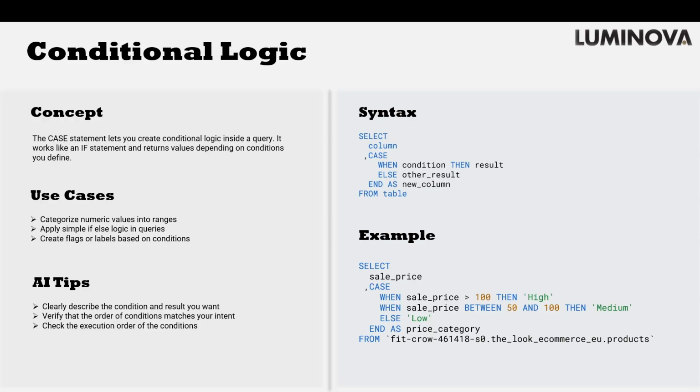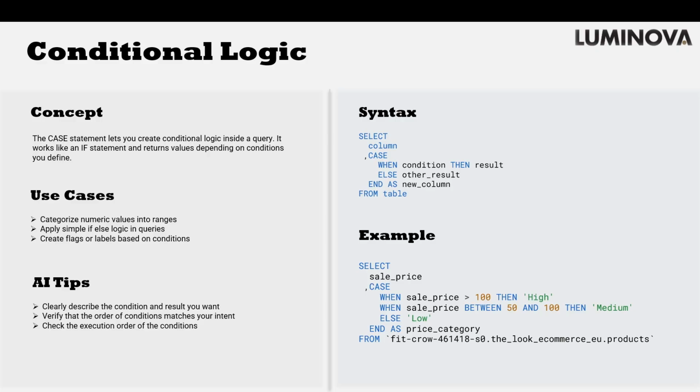Now, just like with other concepts, AI tools can generate case statements for you, but you need to be clear. Tell the AI what the input column is, what the conditions are, and what you want returned for each condition. For example, say categorize sale price into high when it is above 100, medium when it is between 50 and 100, and low otherwise. That phrasing will give you the exact case statement you need. Also double-check that the order of conditions matches your intent, because the AI might output them in a different sequence and that changes the result.